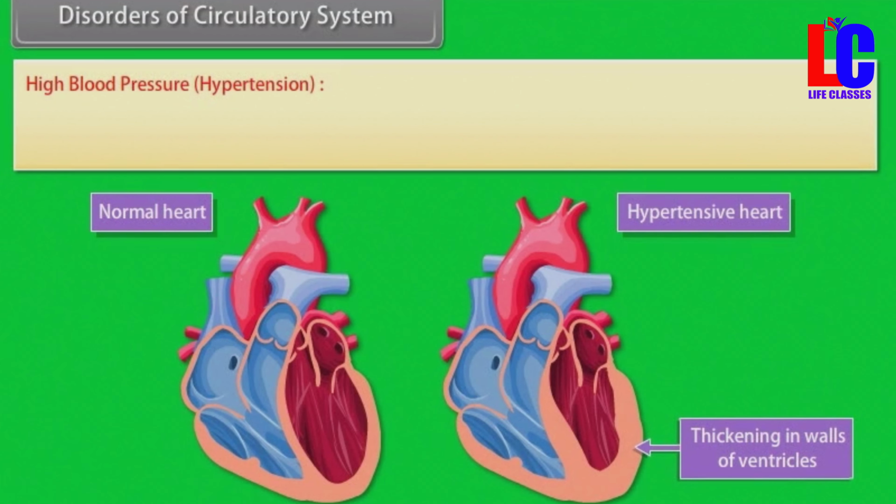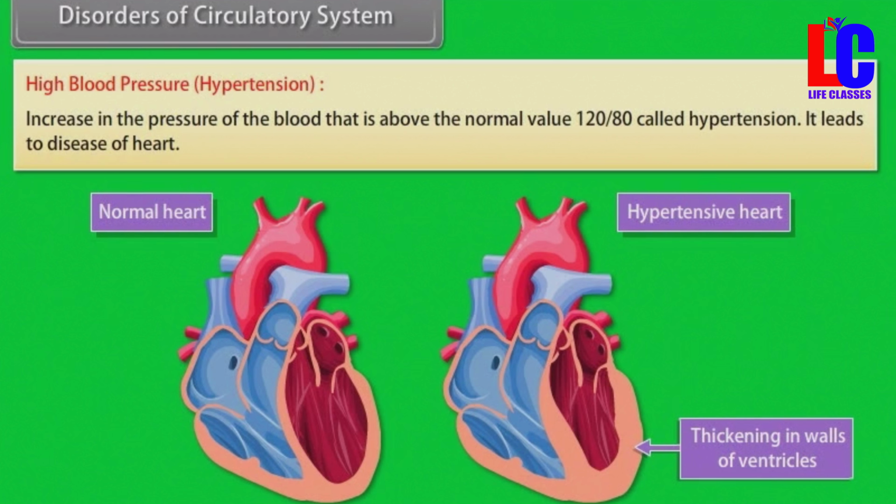Disorders of circulatory system. High blood pressure or hypertension. An increase in the pressure of the blood above the normal value of 120/80 is called hypertension. It leads to disease of the heart.